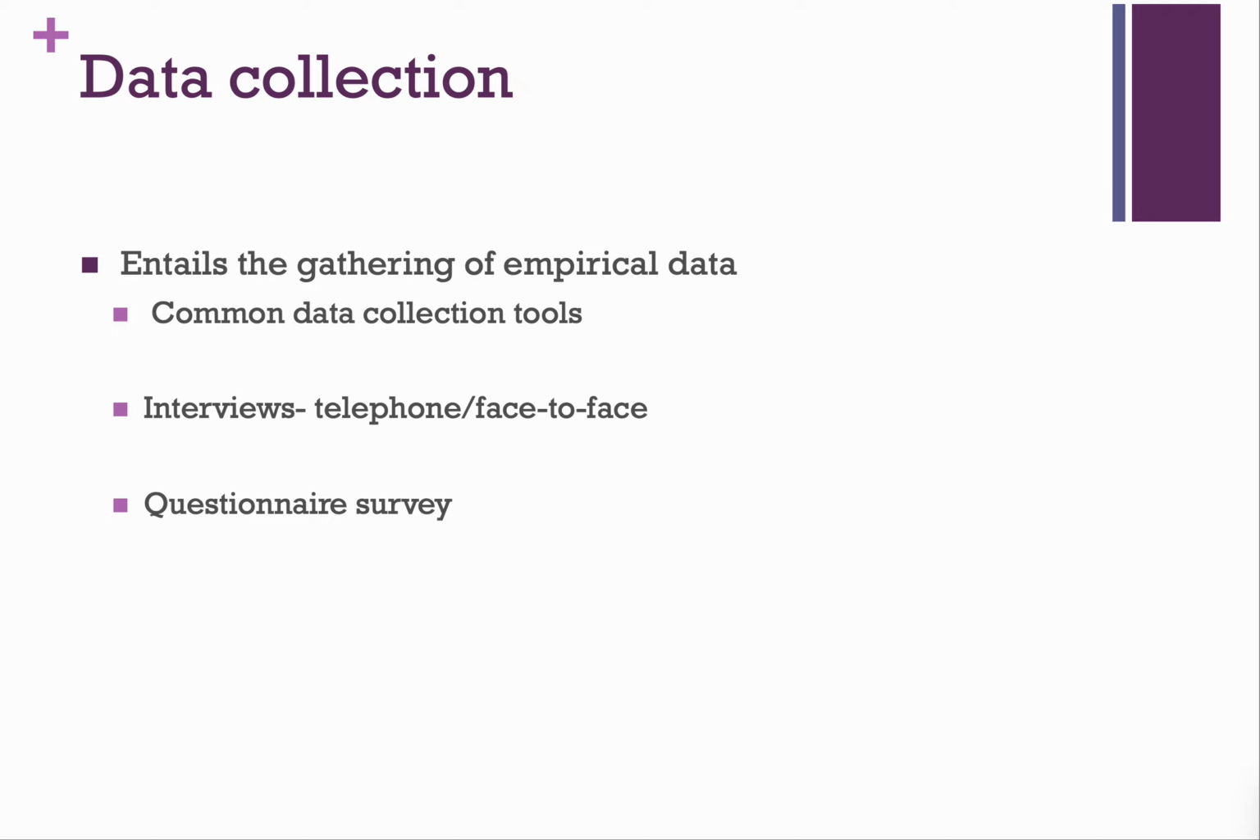Then you collect data, so that involves gathering of empirical data. There are certain data collection tools. You can use interviews, telephone interviews, face-to-face interviews, or you can use a survey, or better yet, you can use data that is already collected by somebody else. So for example, the American Hospital Association collects data from hospitals all over the United States, 6,500 hospitals, and that is a much easier way to obtain data.